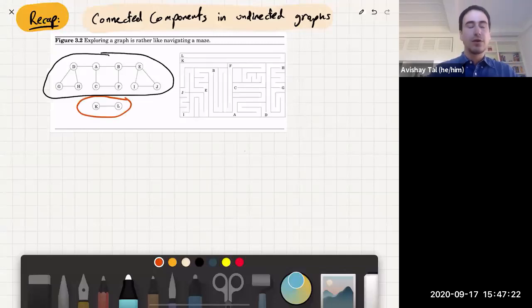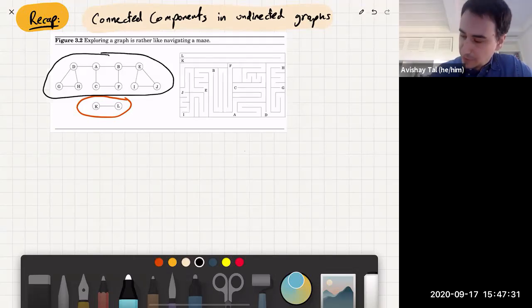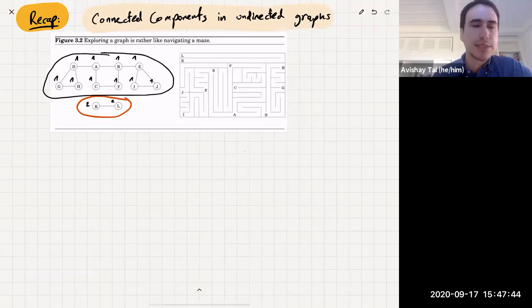And we saw how DFS can actually compute these connected components. DFS would give everyone here the number 1 if we start, let's say, from A, and everyone here would get the number 2. All right. So how do we tackle this question when we go up to directed graphs? Okay, so what about directed graphs?